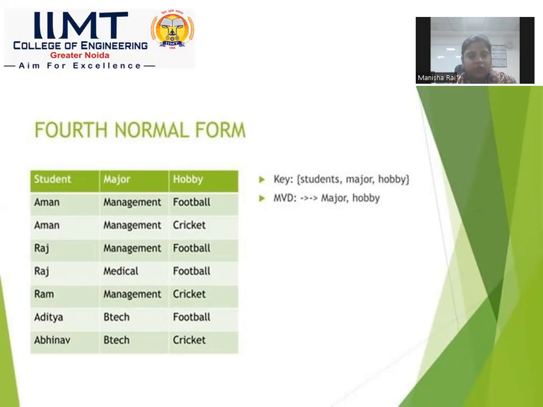So first of all, design our primary key. For that, combine all three columns with each other, that is student, major, and hobby. Now, the multi-value dependency exists in the columns of major and hobby. So how will we remove this multi-value dependency? To remove this, again decompose the table.